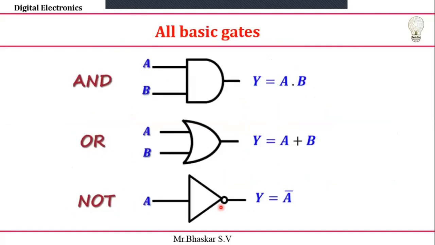So these are all the things we have discussed till now. All the basic gates we discussed, AND gate, OR gate and NOT gate, these are the symbols and these are the Boolean expressions used to represent the basic gates.